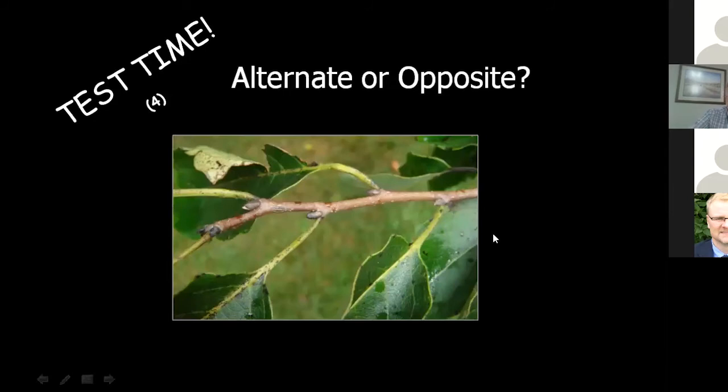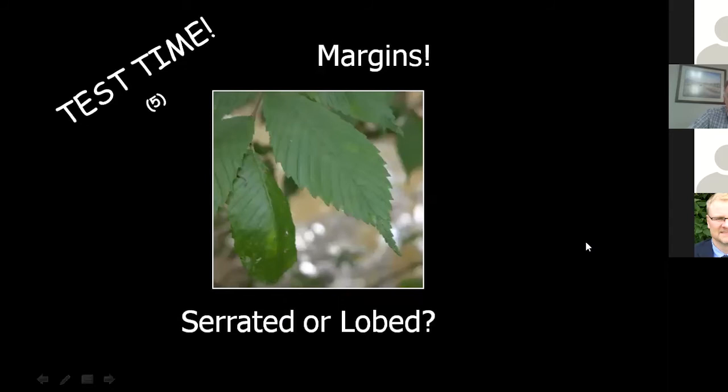Alternate or opposite? Remember, look for the buds. Here's a bud, there's a bud, here's a bud, there's a bud, everywhere a bud. Okay? So if you go down through here, you'll notice that they are not opposite, but they alternate from side to side. This is an alternate tree. Margins, is it serrated or lobed? Remember, serrated is like a saw, lobed is indentations. This to me looks like a saw. So this particular tree has serrated leaves.